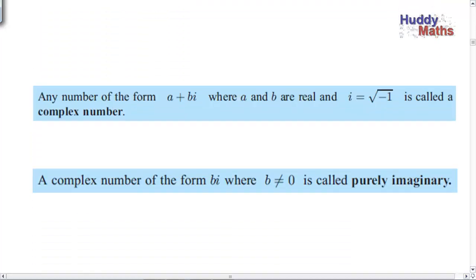So here we are. Any number of the form a plus bi where a and b are real and i equals square root of neg 1 is called a complex number or an imaginary number. Okay, a complex number that doesn't have a real number in front is called purely imaginary. So we're talking about complex numbers or imaginary numbers consisting of a purely real part here. So this is a real part, and this is a real number as well, but it's called the imaginary part because it is how many imaginaries you've got. Okay, it is a real number as well though. So a and b are both real here.